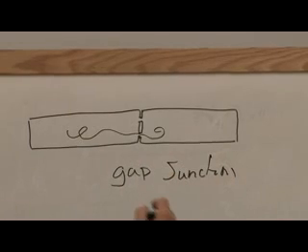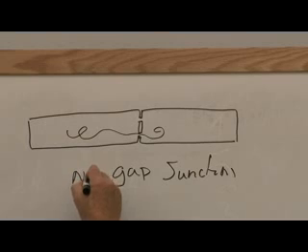And so in skeletal muscle, there are no gap junctions in skeletal muscle cells. So each cell is completely separated from neighboring cells.